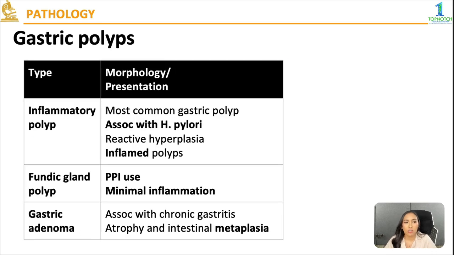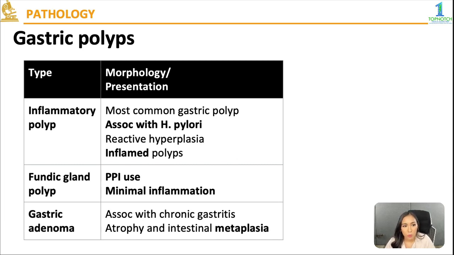Let's discuss gastric polyps. No, there are 3 types: inflammatory, fundic, and gastric adenoma. Inflammatory polyps are associated with H. pylori, and as in the name itself, it's an inflamed polyp, and it's actually the most common one. Whereas fundic gland polyp is associated with proton pump inhibitors. So, as in the case, may proton pump inhibitor use tayo, kaya most likely fundic gland polyp yon.